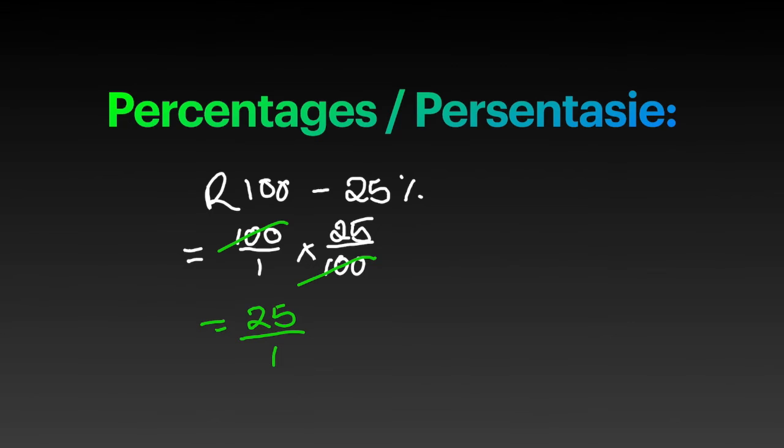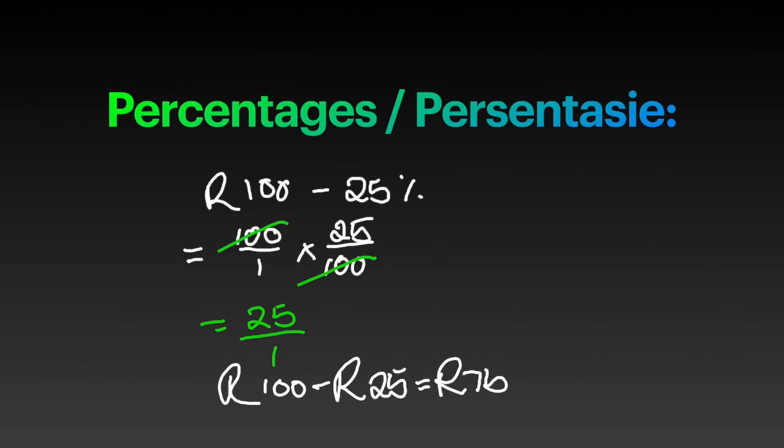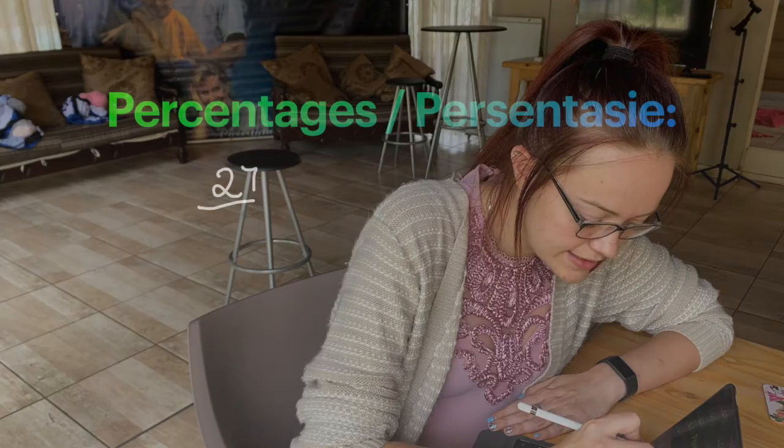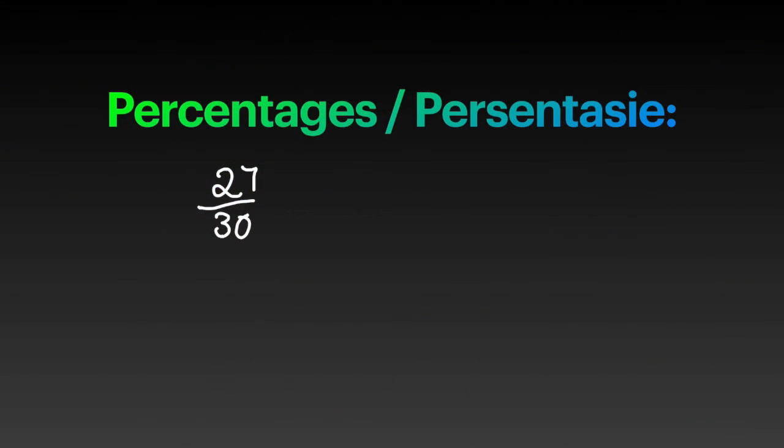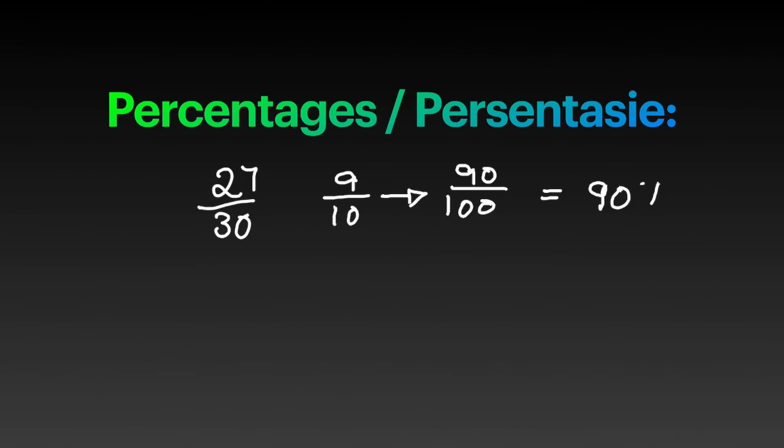So jou antwoord, your answer is going to be 100 minus 25 equals 75. You're only going to pay 75 rand. Do you understand how a percentage works? Let's say, for example, you've got 27 out of 30. 27 out of 30, when simplified, gives you 9 out of 10. Change this to 90 over 100, and you've got your percentage.